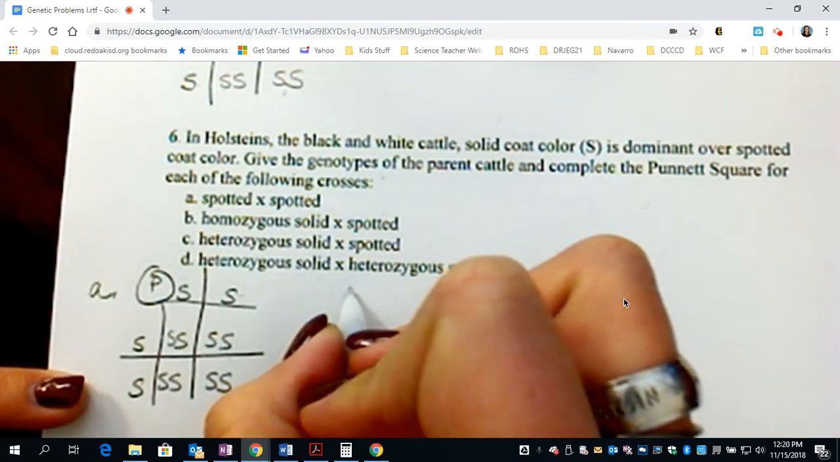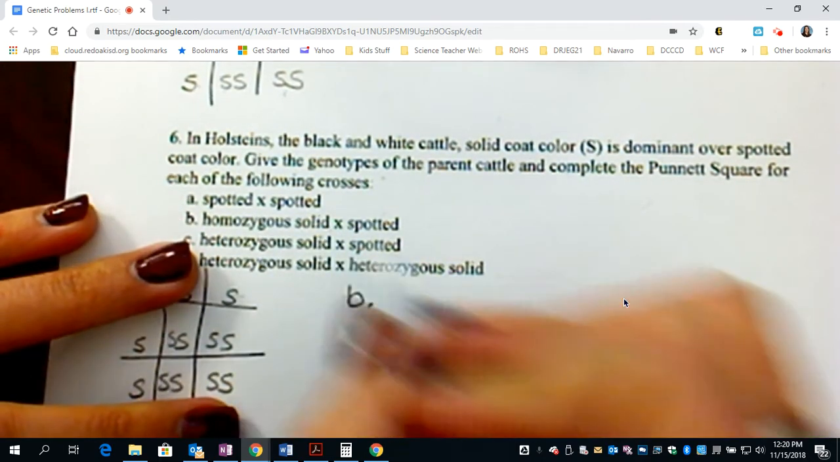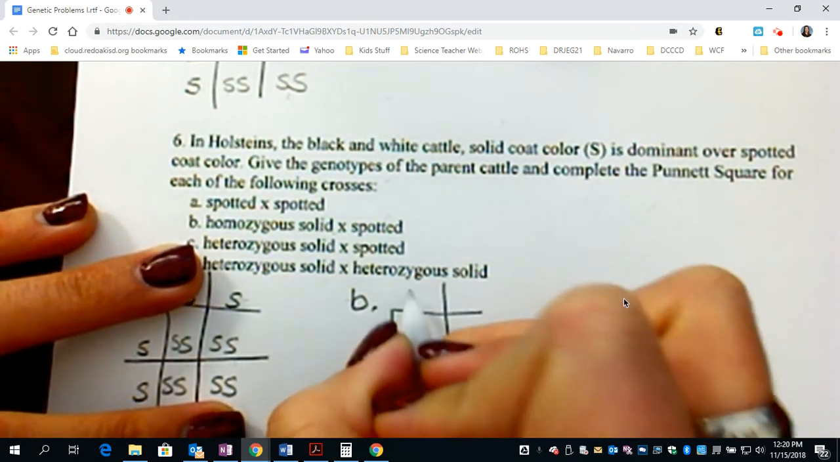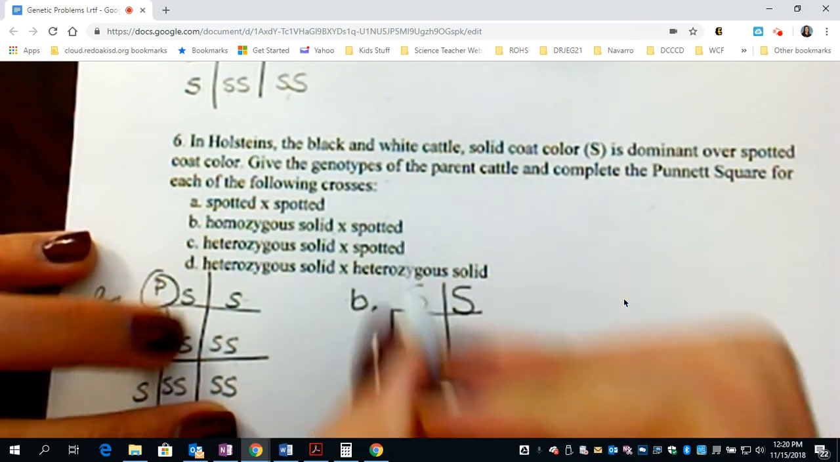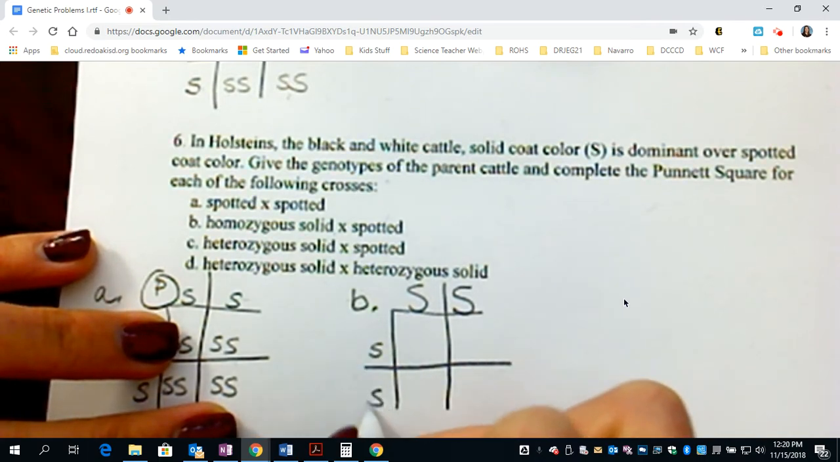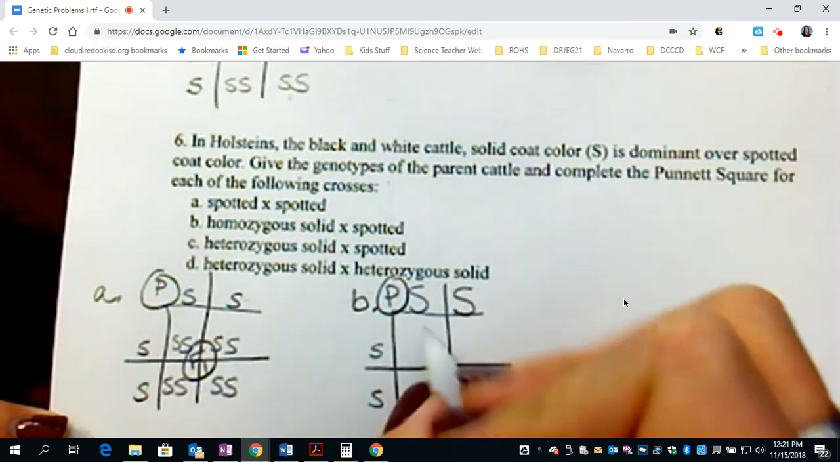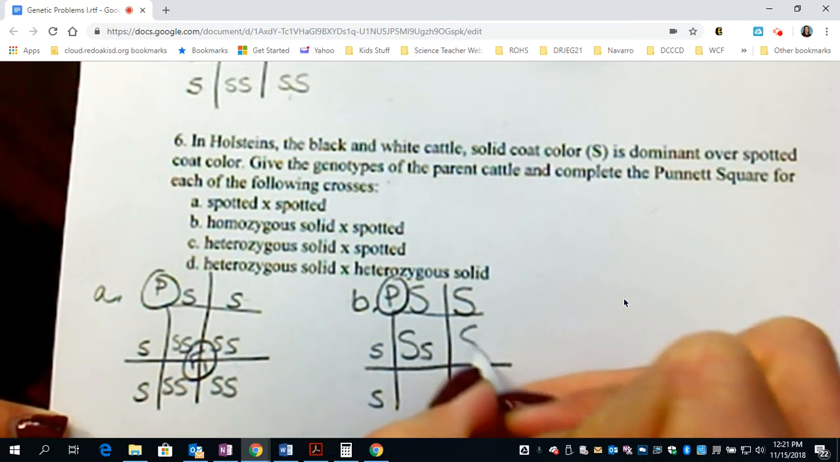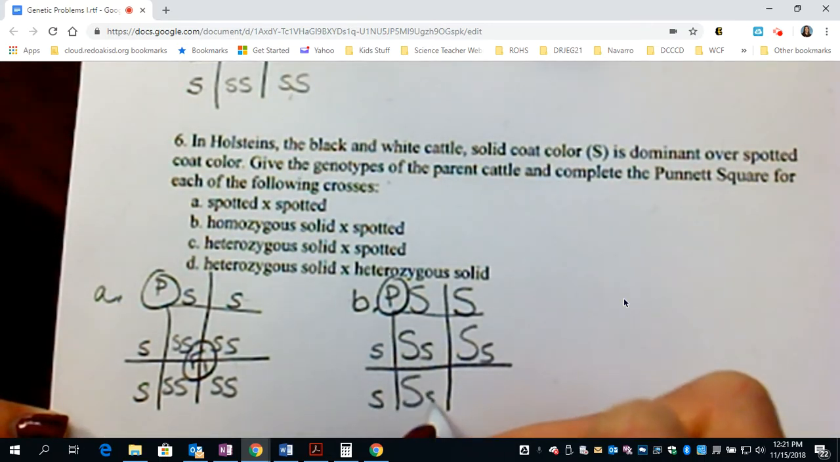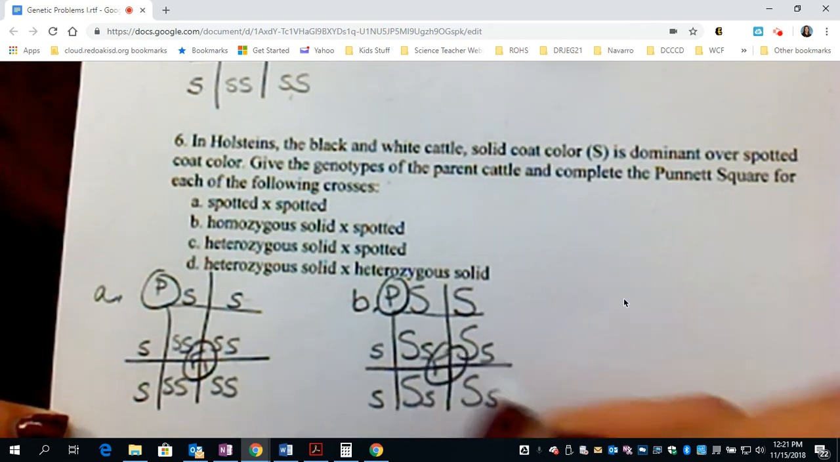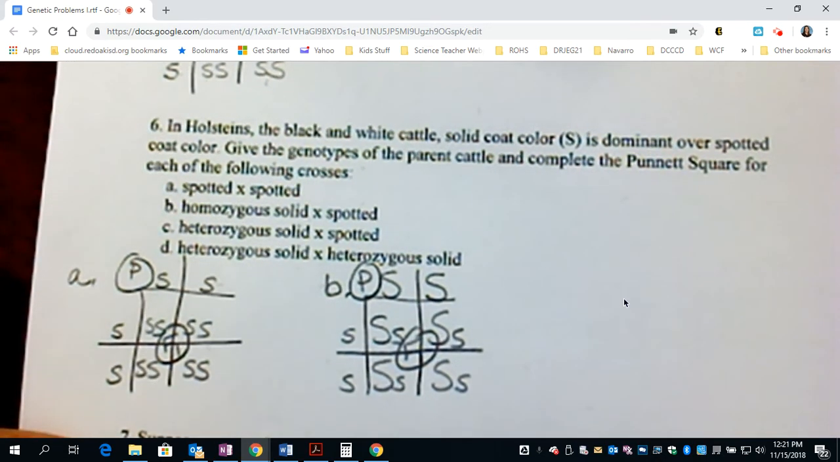Okay, B says I have a homozygous solid. So that means 2 capital letters crossed with a spotted. So again, this is my P, these F1. So here I have, if we have a solid and mix the solid with the spotted, all of our kids will be solids.